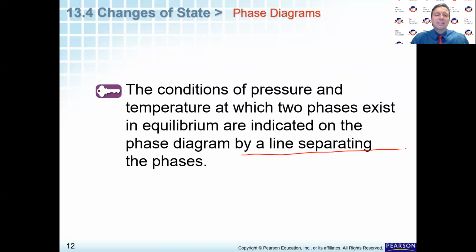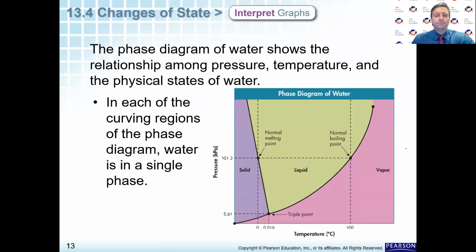That line says it's in equilibrium. So the temperature and the pressure along that line indicate equilibrium. Real important concept, and that is the beauty of a phase diagram. So let's look at a phase diagram.